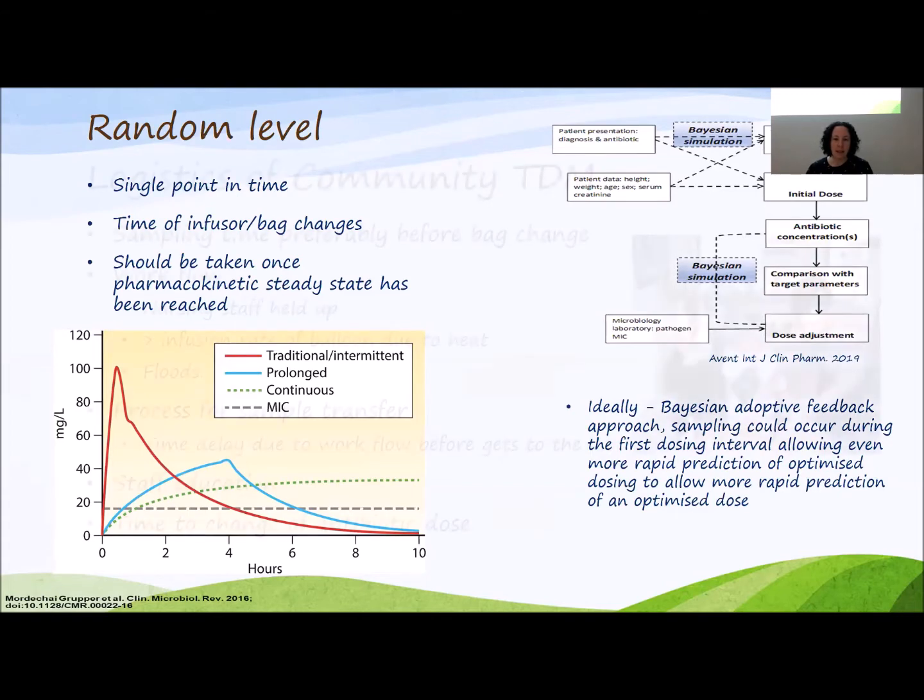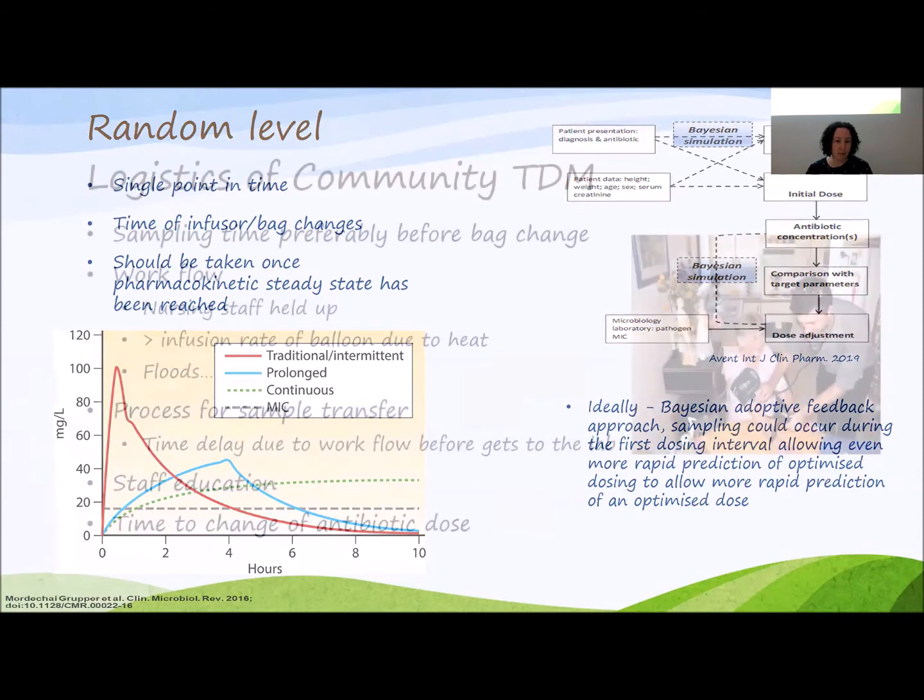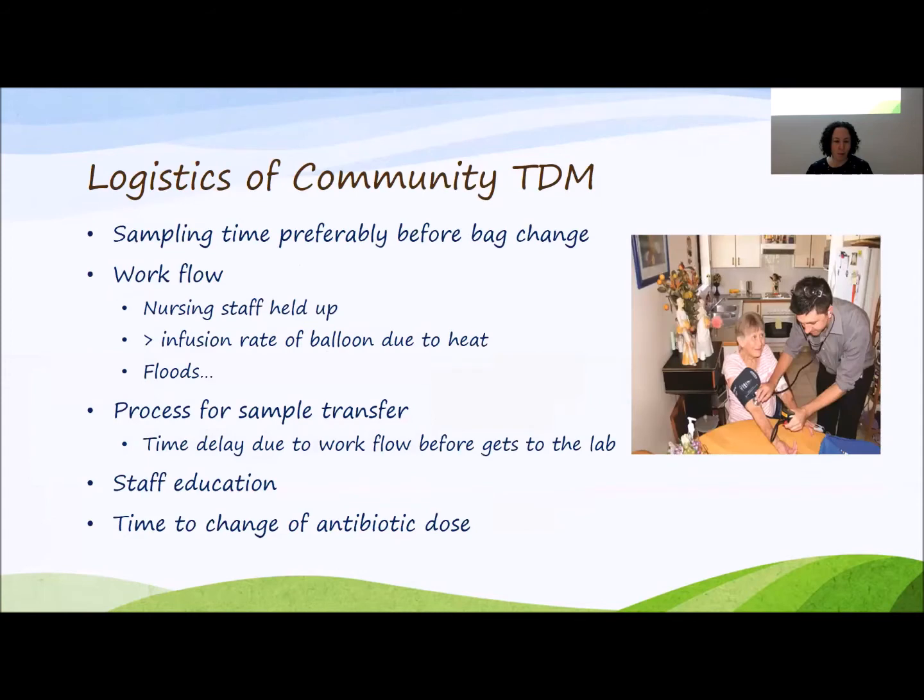Now, community TDM has its own set of logistical challenges that aren't encountered in the hospital setting, where the patient is readily available for many drug levels potentially. So we've talked about sampling needing to occur around the time of a bag change, but there's a whole influence of workflow. So it has been tricky at times to actually achieve on the services antibiotic bags being changed over at sort of the 24-hour mark.